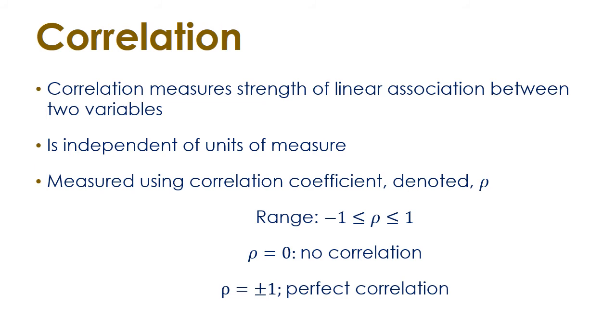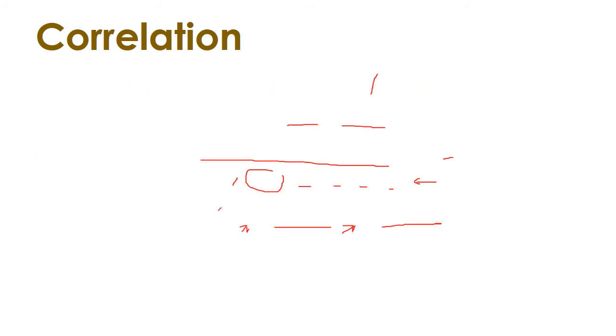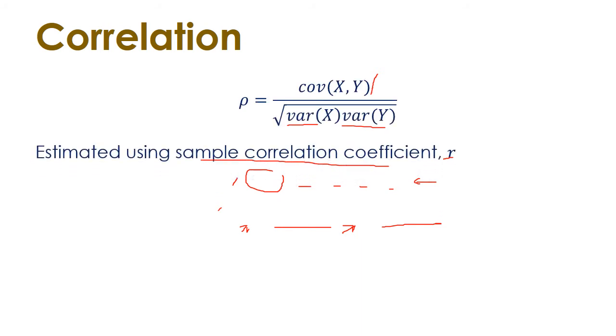Let's again see how we compute the correlation. The correlation coefficient is computed using this formula, where we have the covariance. You take the covariance of the two variables and divide by the square root of their variances.